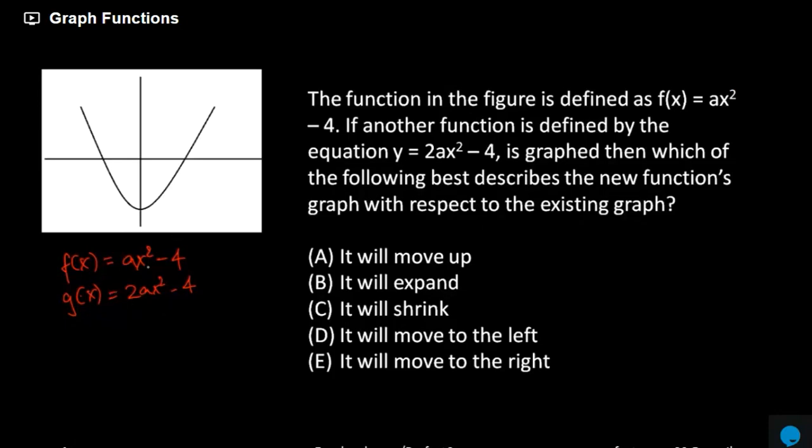Now as you can see, my coefficient of x square is multiplied by 2. So over here the number that's multiplied is greater than 1. As we've done in our concepts, the graph is going to shrink, right? The graph over here is going to shrink further because I have multiplied it by 2. That means this is my answer. It will not move up, it will not expand, it will not move to the left, it will not move to the right. It is going to shrink, and C is my answer.